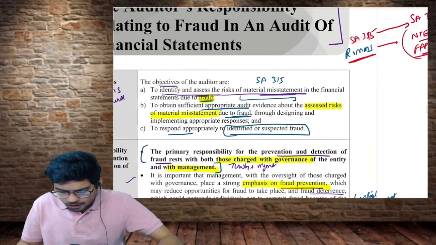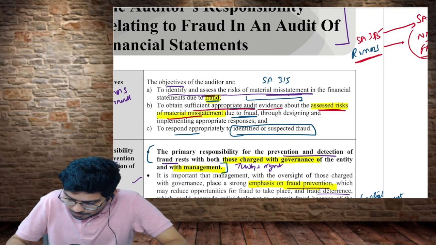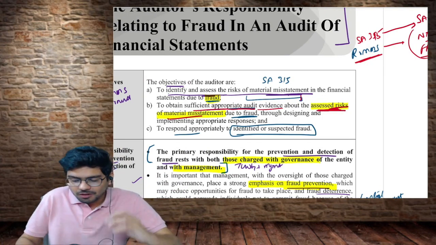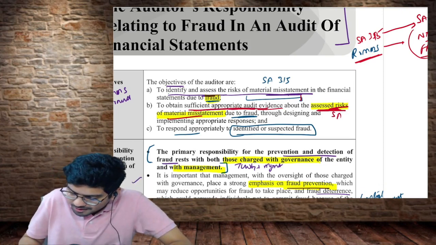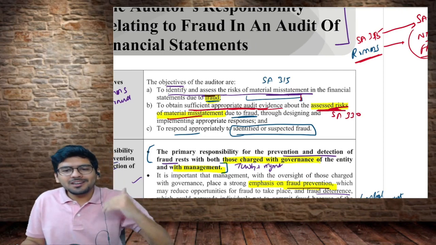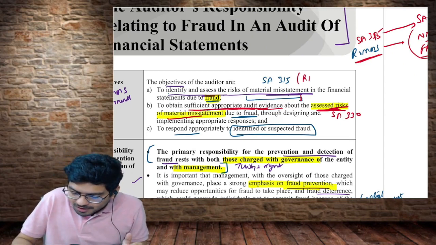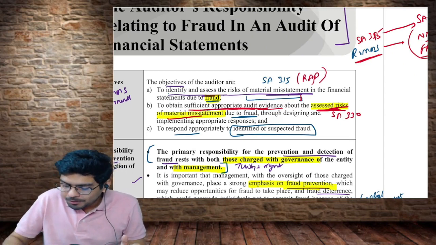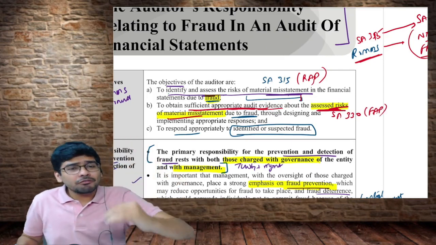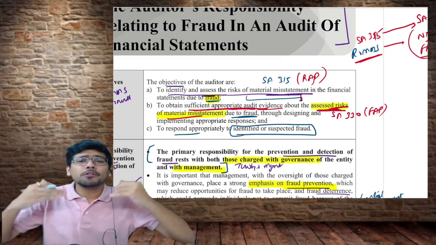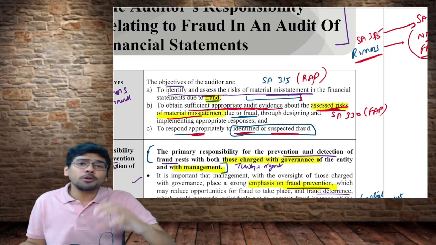It says to obtain sufficient appropriate audit evidence about the assessed risk of material misstatement. Whatever risk you had assessed as per 315, we are now going to obtain sufficient appropriate audit evidence regarding this. This will obviously be done as per 330. 330 tells us further audit procedures. In short, when we do RAP, it is 315. When we are doing FAP, it is 330. And apart from these 2 things, if we identify any fraud, how are we going to deal with it? How do we respond to identified or suspected fraud is what we are going to learn in this standard.